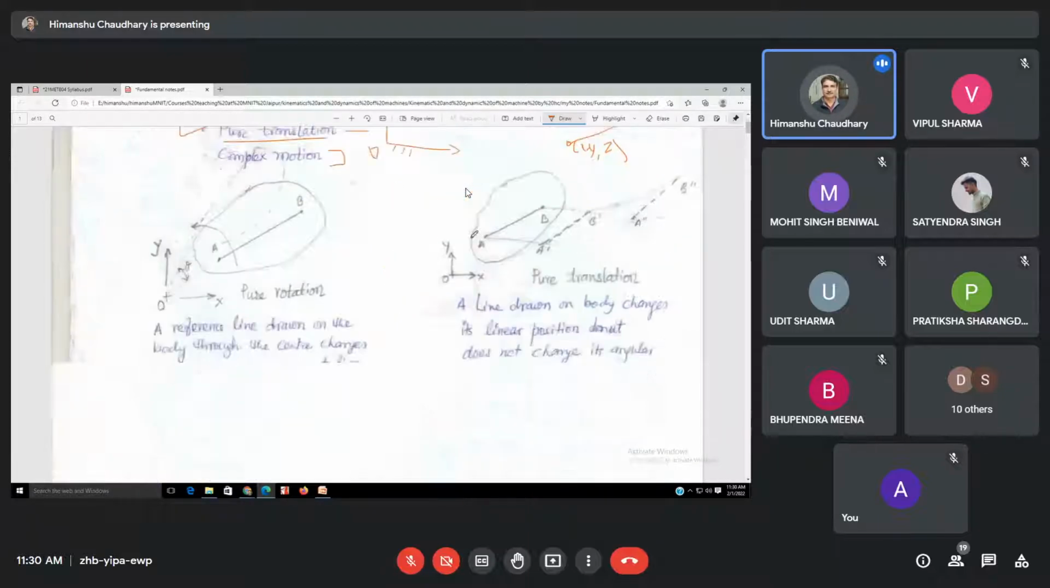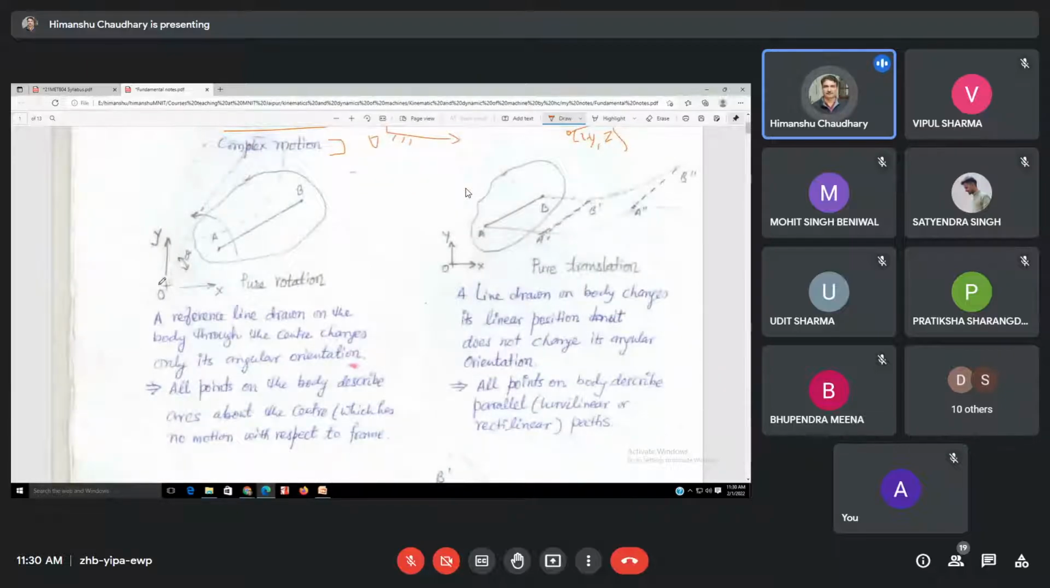So how is pure rotation defined? A reference line xy and any line AB is drawn, and it is now rotating. The angular displacement changes the orientation of line AB, and this orientation change is captured as theta. That is known as pure rotation, and displacement of A is pure translation. A reference line drawn on the body through a center or any chosen point changes only its angular orientation. All points on the body describe an arc about the center, which has no motion with respect to the frame.